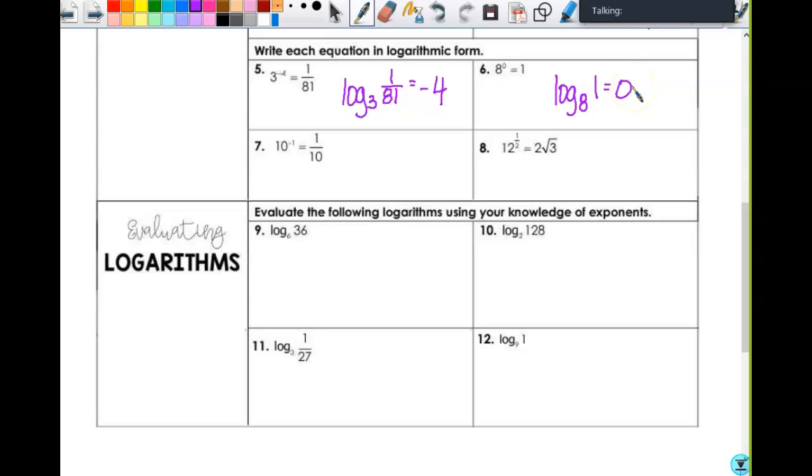So the log of 1 in any base is going to give you 0 every time, okay? So just FYI. All right, so y'all rewrite 7 and 8, and then I will get somebody to help me.